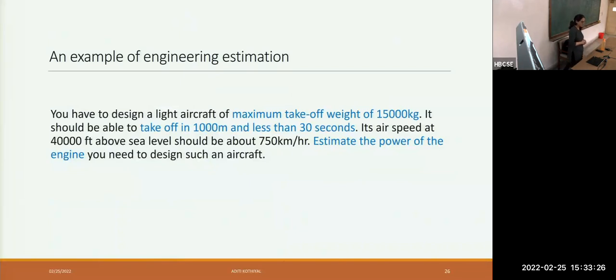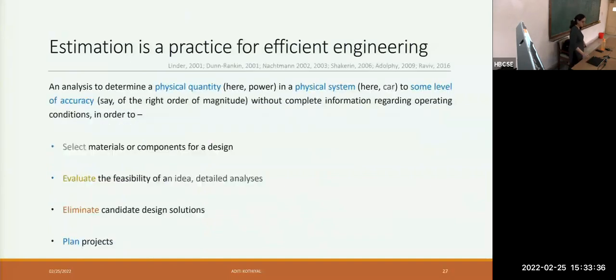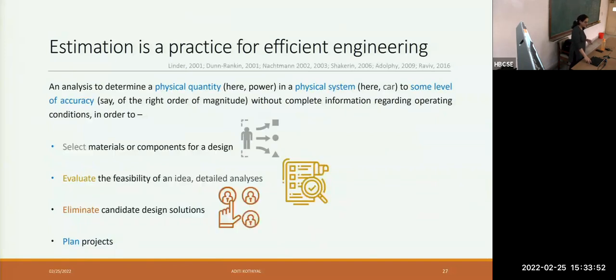Here today I'm presenting a different problem just for fun. Yesterday, it was about the power of a car. Today, it's about the power of a plane. But very similar ideas. Essentially, you have to determine a physical quantity within a physical system without having complete information about where it's going to work, because it helps you to plan projects and so on.